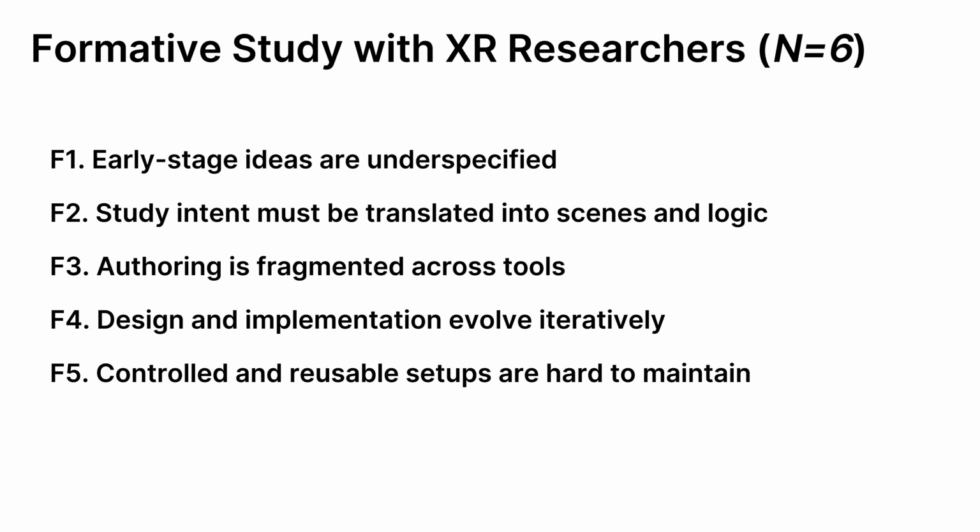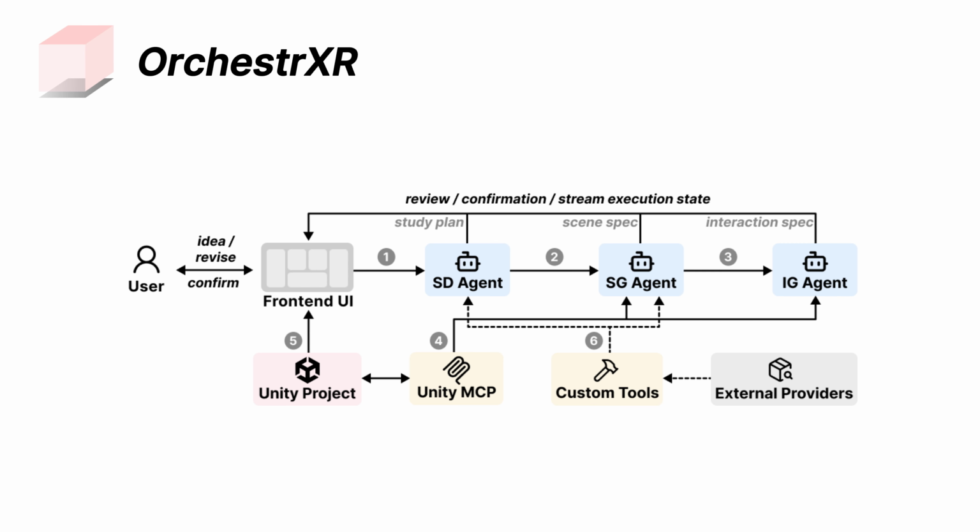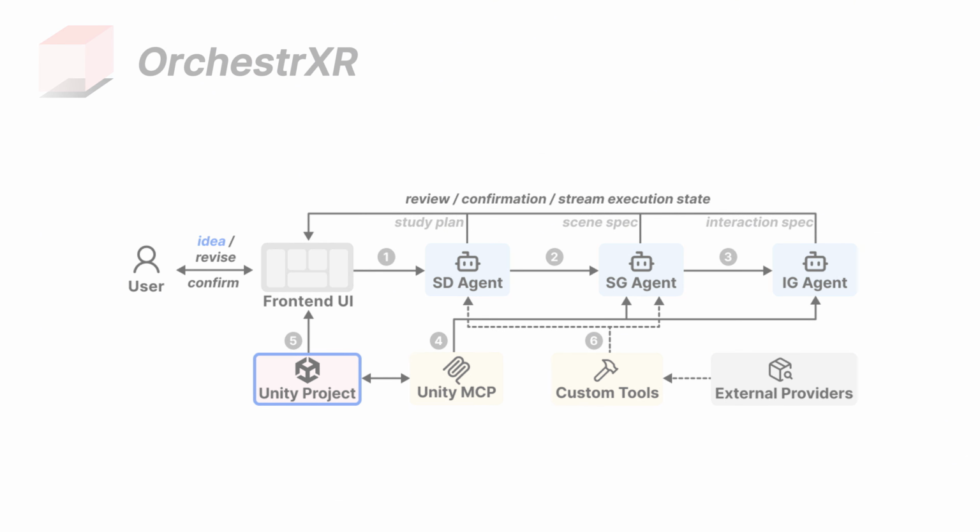To ground this problem in real XR research practice, we conducted a formative study with 6 XR researchers. Based on these findings, we derived a set of design considerations and organized OrchestrXR around 3 design strategies. Guided by these strategies, we present OrchestrXR. It organizes authoring into 3 connected stages: study design, scene generation, and interaction generation, to transform an initial idea into an early-stage XR study prototype in Unity.